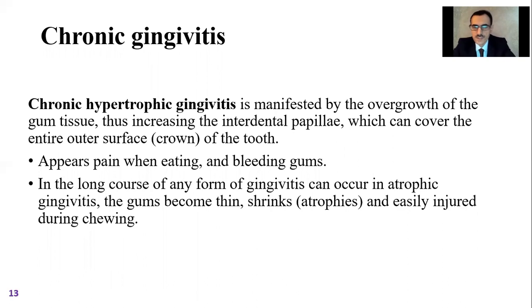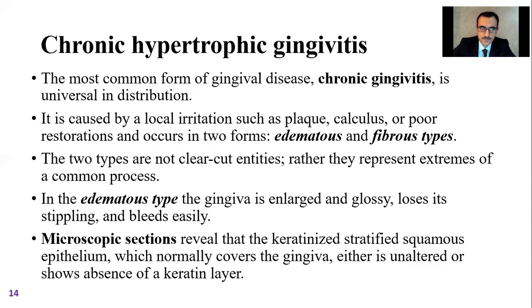Chronic hypertrophic gingivitis is manifested by overgrowth of the gum tissue, thus enlarging the interdental papilla, which can cover the entire outer surface of the tooth. Pain appears when eating, along with bleeding gums. In the long course of any form of gingivitis, atrophic gingivitis can occur. The gums become thin, atrophic, and easily injured during chewing.